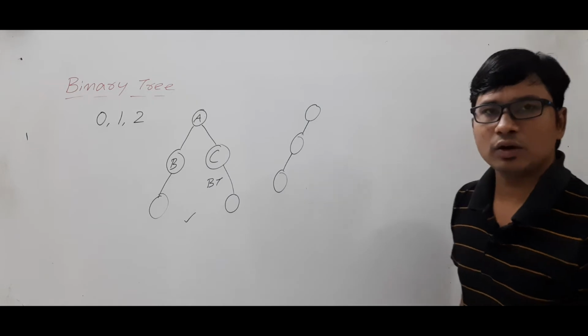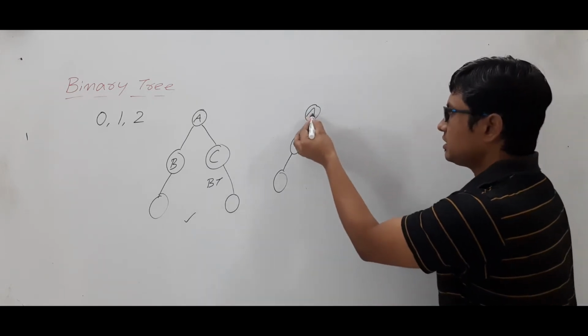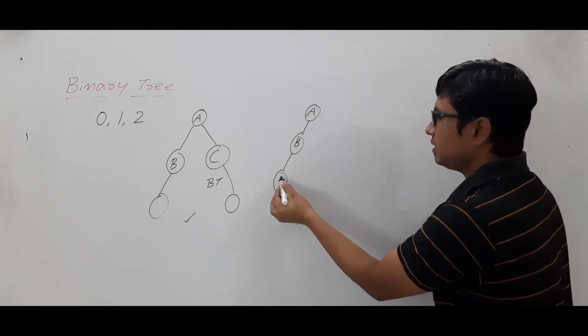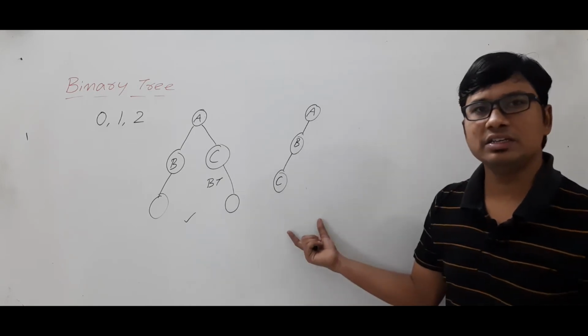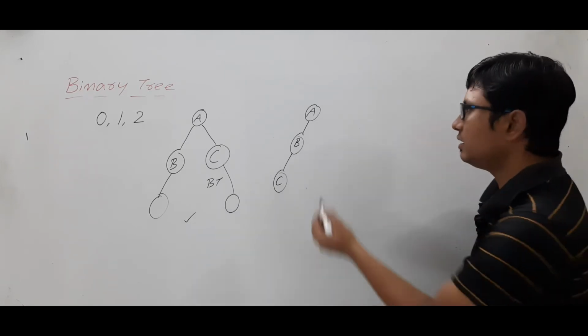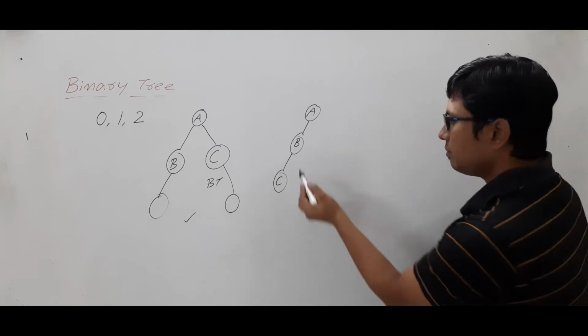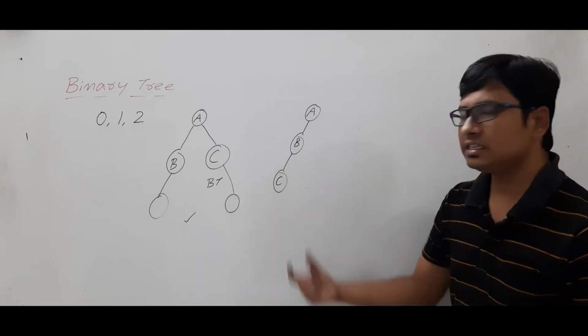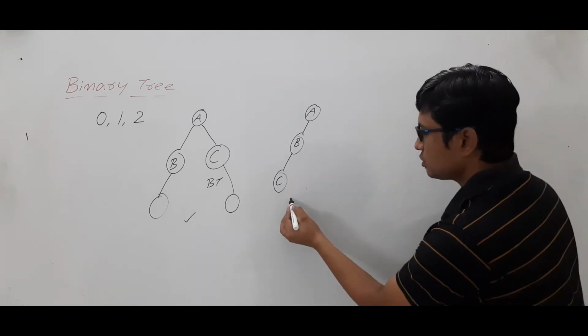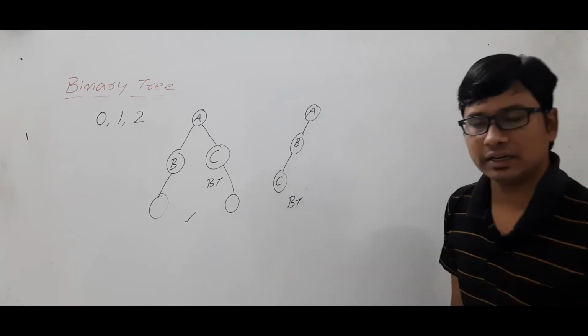Now this tree, can I call it a binary tree? Suppose it has the values A, B and C. Now can I call this a binary tree? Yes, I can call it. A has one child, B has one child and C does not have any children. So I can call this a binary tree.